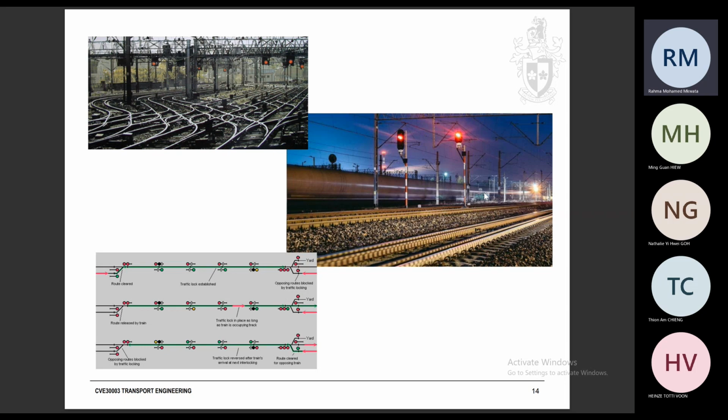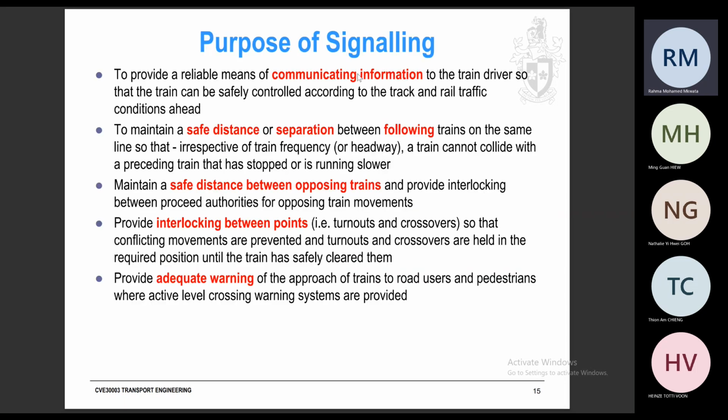So for signaling, the purpose is to communicate the correct information, if I may say. Make sure that there is a safe distance between two trains, the front train and the second train and the subsequent trains, because we know that a lot of trains will be sharing the same track. So they have to keep a safe distance between the two trains. Also to keep the safe distance between opposing trains. We don't want something that happened last year to happen again.